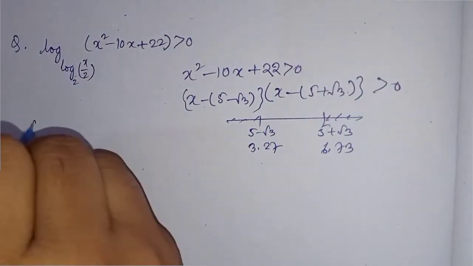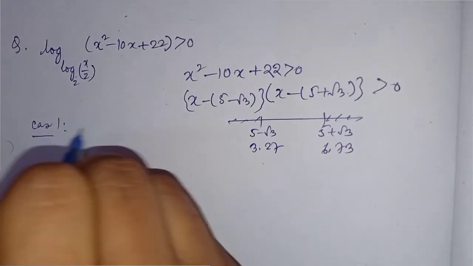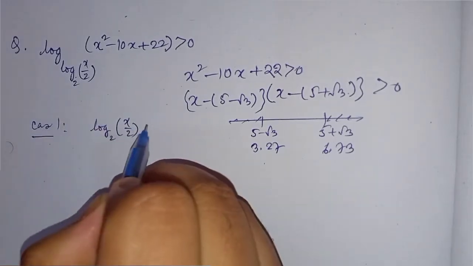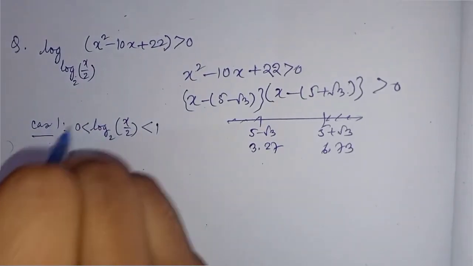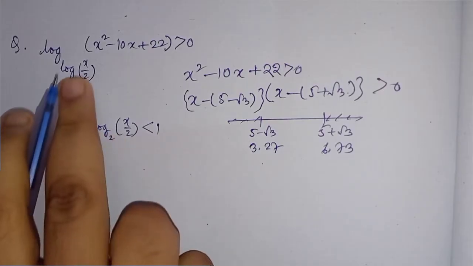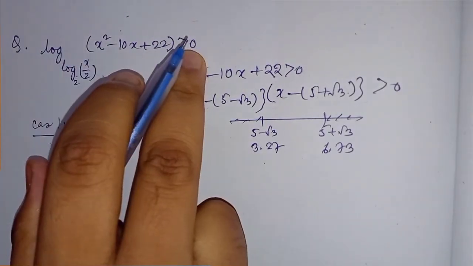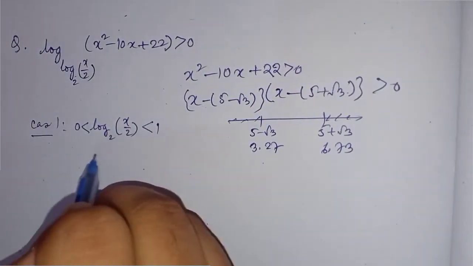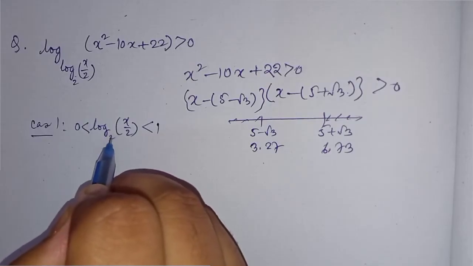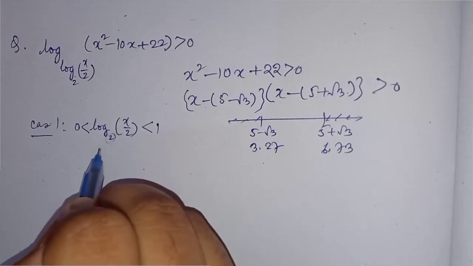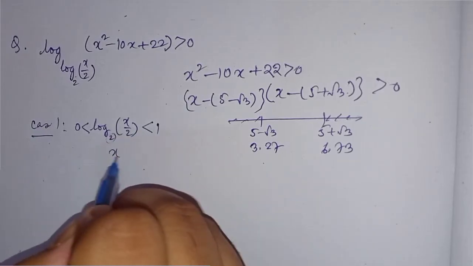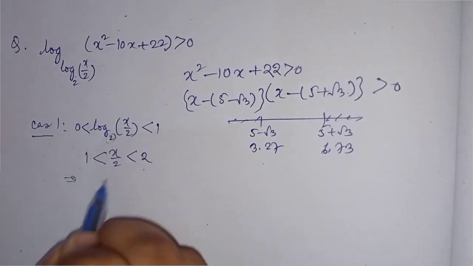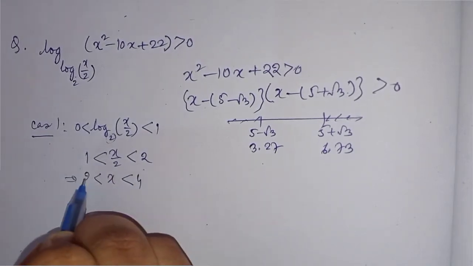So I will make two cases. Case 1 is when this expression is between 0 and 1. So when I put this base to this side, the sign of the inequality will change. Now raising each side to a power, 2 is obviously greater than 1, so the sign of the inequality will not change: 2 to the power 1 and 2 to the power 2. So x is between 2 and 4.